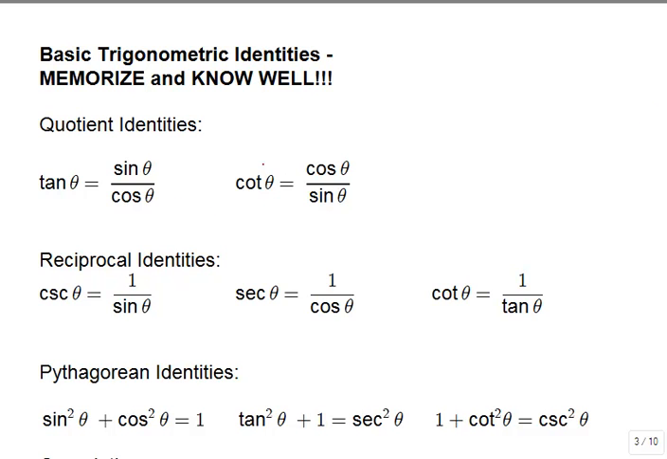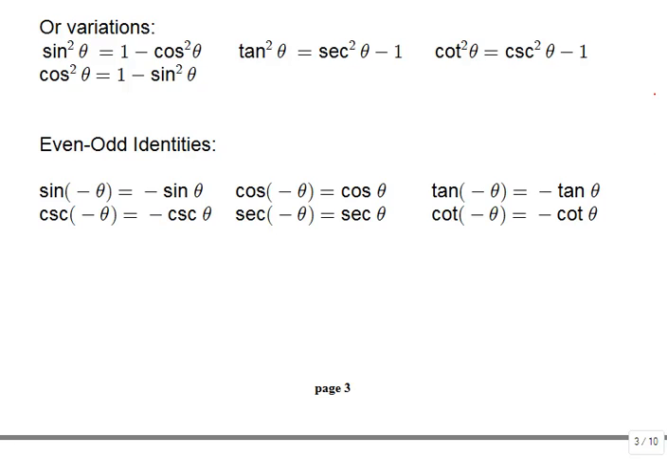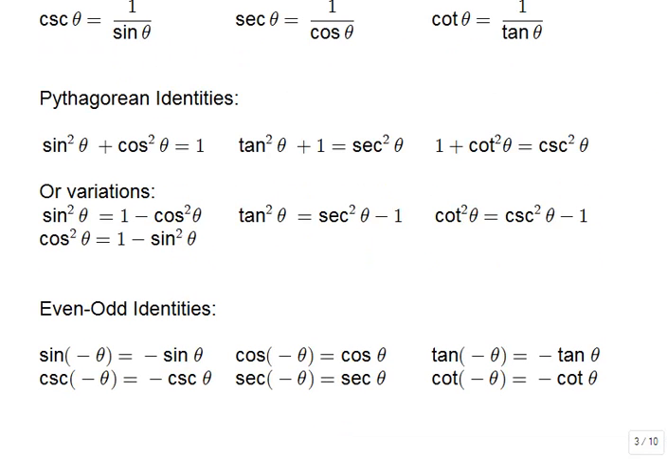So we have our quotient identities here for tangent and cotangent. We have our reciprocal identities for cosecant, secant, and cotangent. We have our Pythagorean identities: sine squared plus cosine squared equals 1, tan squared plus 1 equals secant squared, and 1 plus cotangent squared equals cosecant squared. Sometimes you will need variations of these.